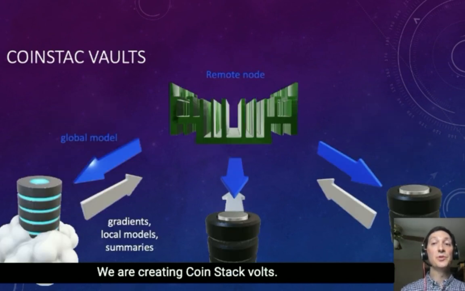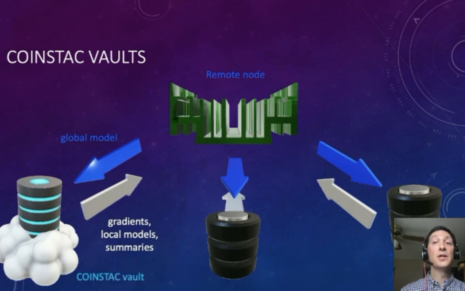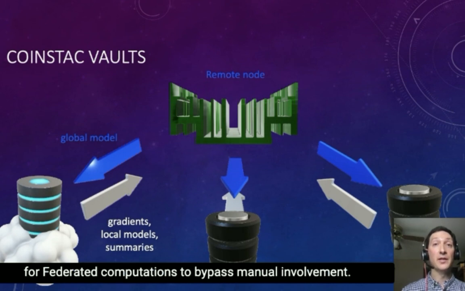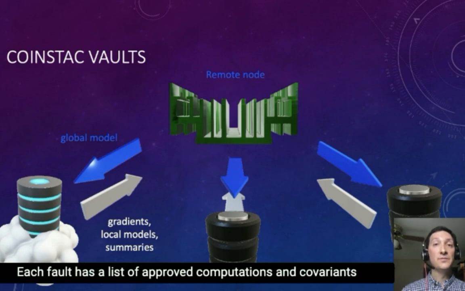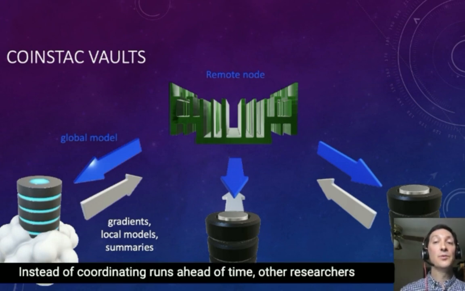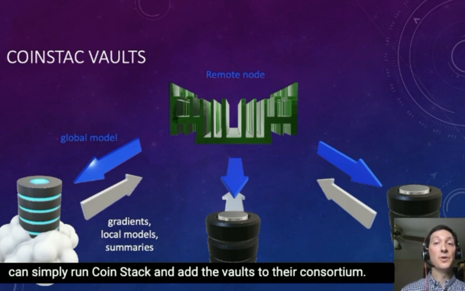To solve these issues, we are creating COINSTAC vaults. These are persistent COINSTAC instances set up at a site or in the cloud, which are always automatically available for federated computations. To bypass manual involvement, each vault has a list of approved computations and covariates in its dataset that it allows for group analysis. Instead of coordinating runs ahead of time, other researchers can simply run COINSTAC and add the vaults to their consortia.